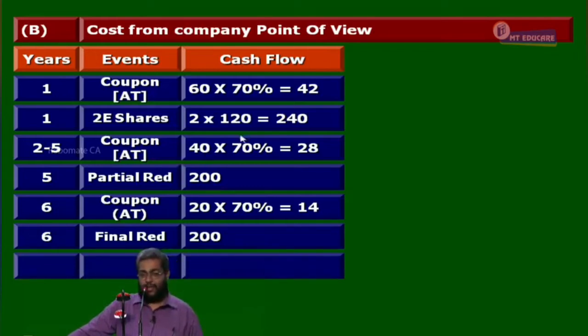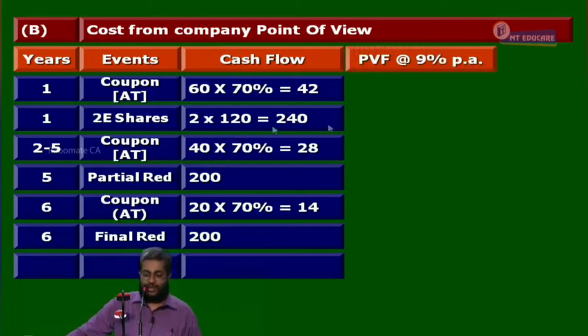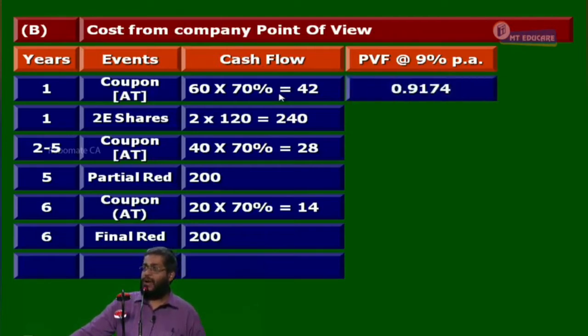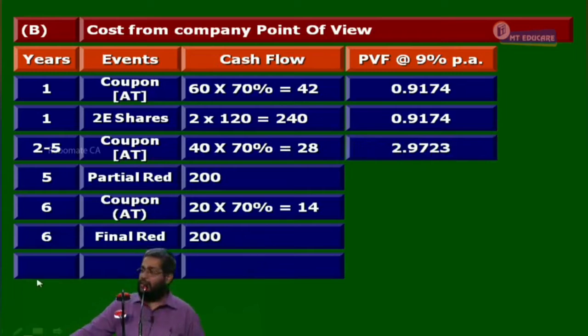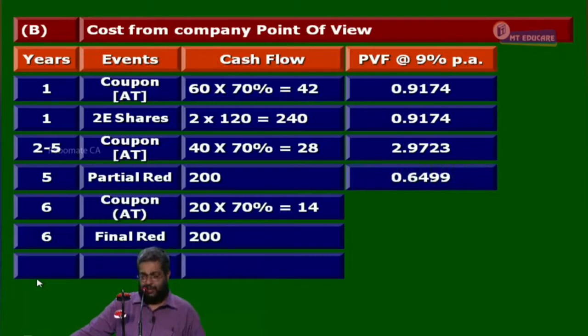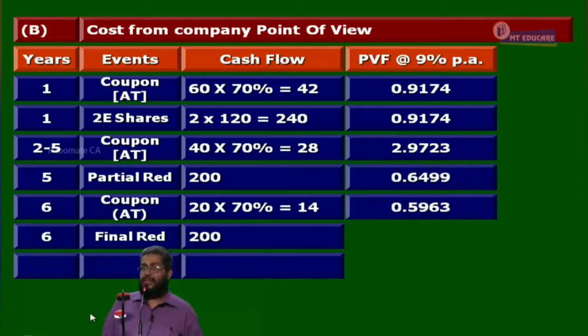I know the answer, hence I do the guess rate correctly. So, present value factor at 9%. Don't ask me where 9% comes from, the question paper will give you, believe me. PV factor at 9%: 1 divided by 1.09, all of you do along with me, is equal to 0.9174. The annuity factor for years 2 to 5 is 2.9723. Fifth year present value factor, 0.6499. Sixth year, it is 0.5963.